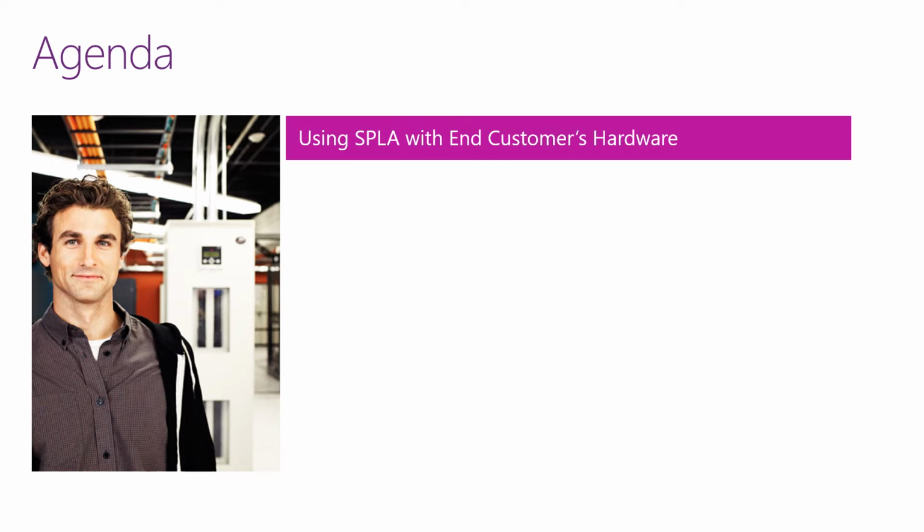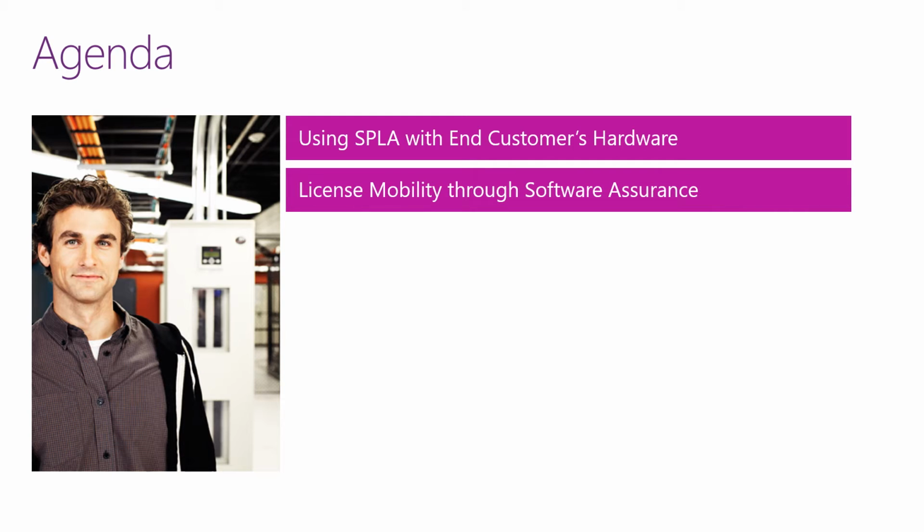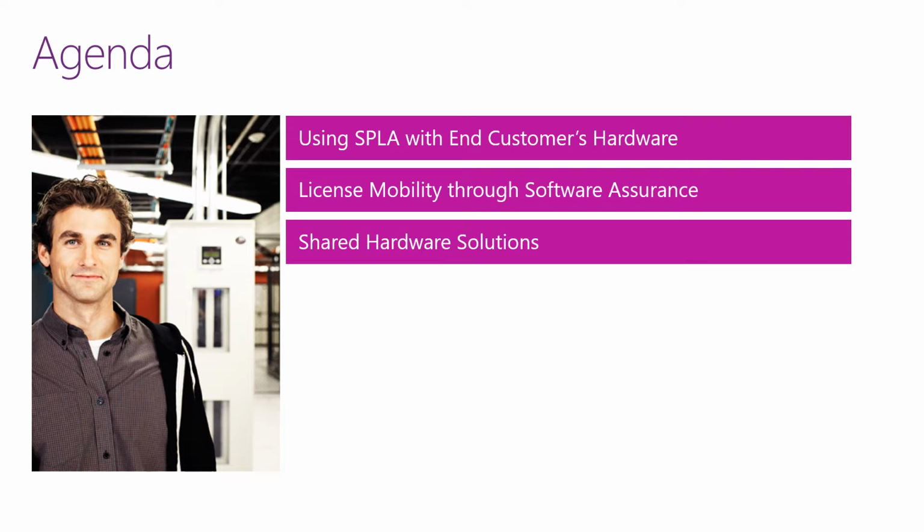We're going to start off by looking at some of the different options that exist for a service provider to use SPLA to license software that will run on an end customer's hardware. Then we'll turn our attention to the scenarios that are enabled when end customers have license mobility through software assurance, and if you're not familiar with that, then we'll do a recap, and then we'll consider the scenarios that are enabled with it. Then we'll look at the options that a service provider has when they want to offer end customer solutions that are based on shared hardware.